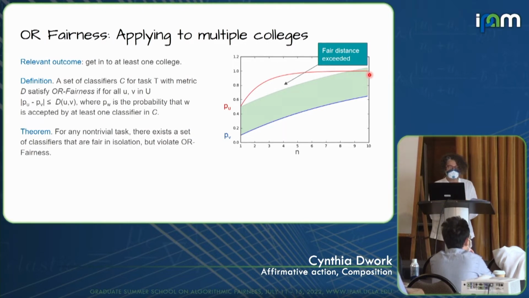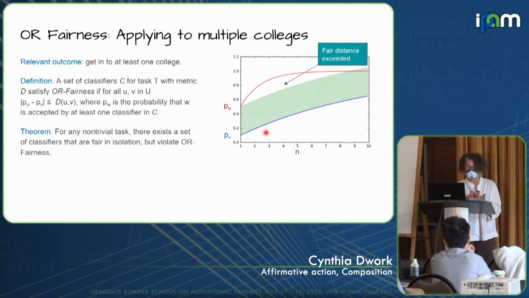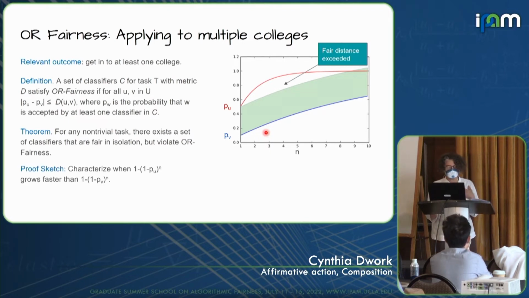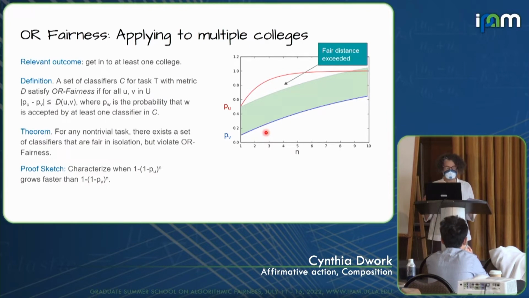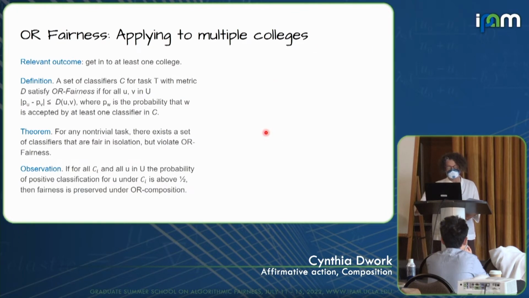So it is the case that for any non-trivial task, there's a set of classifiers that are fair in isolation, but that violate OR fairness. That's what this gap is, under certain numbers of composition. Interestingly, and this is kind of immediate, you can characterize it when you just look at the chances of failure and see what happens as the number of colleges that are applied to increases.